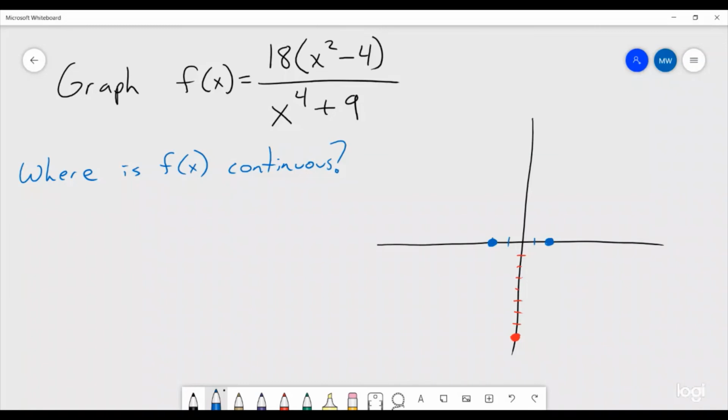We have a polynomial divided by a polynomial. This is going to be continuous when x to the 4th plus 9 is not equal to 0. Well, x to the 4th, the smallest that can ever be is 0, and then plus 9 means that this is never going to be 0. So this is going to be continuous everywhere. So that tells us quite a bit, actually. It means we're not going to have any jumps, we're not going to have any holes, we're not going to have any vertical asymptotes. But what about horizontal asymptotes? Where do we have some horizontal asymptotes?